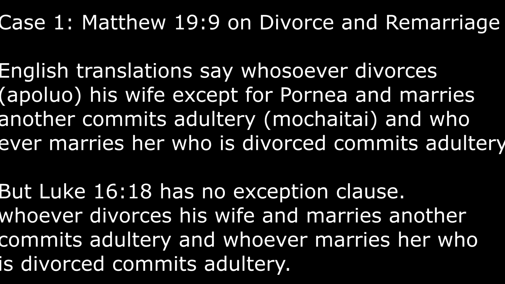Case number 1, Matthew 19:9. English translations say, "Whoever divorces his wife except for porneia and marries another commits adultery, and whoever marries her who is divorced commits adultery." But this is not what Luke 16:18 says. It has no exception clause. And it says, "Whoever divorces his wife and marries another commits adultery, and whoever marries her who is divorced commits adultery."